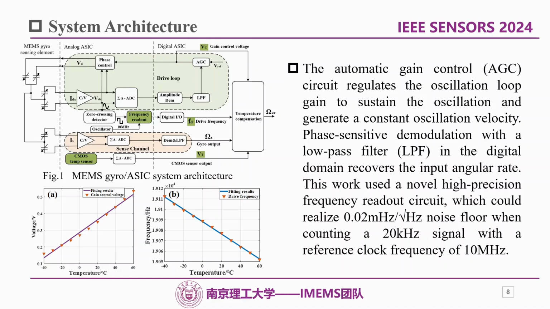The automatic gain control circuit regulates the oscillation loop gain to sustain the oscillation and generate a constant oscillation velocity. Phase-sensitive demodulation with a low-pass filter in the digital domain recovers the input angular rate. This work uses a novel high-precision frequency readout circuit.